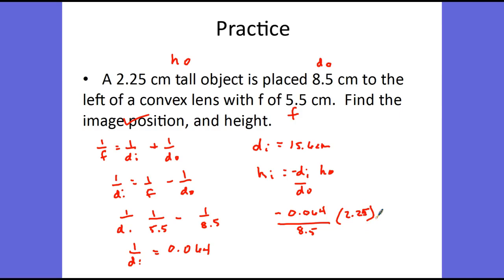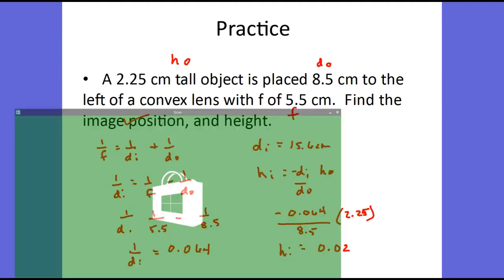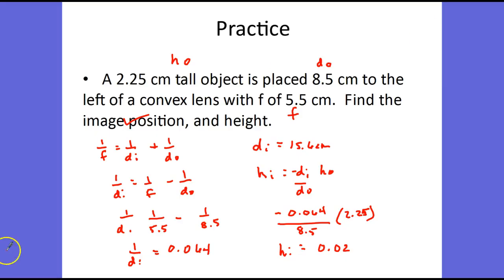So 0.064 times 2.25 divided by 8.5. I get an image height of 0.02. Okay, that's really, really small. So let me pause. Hold on a second. Sorry. The pause button is very, very low.